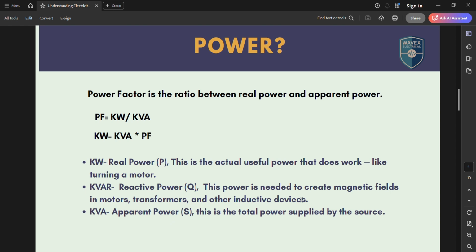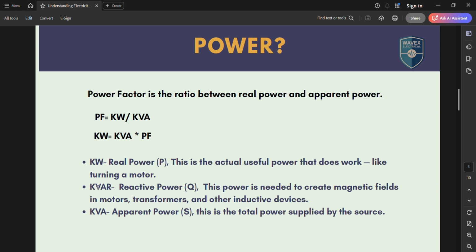What is the source? Maybe it is a transformer, or maybe it is a generator, or maybe it is a UPS. That is why all these systems have their ratings expressed in kilovolt amperes, kVA. So normally the transformer's power rating is expressed in what? kVA: 1500 kVA, or 1600 kVA, or 2000 kVA, 2500 kVA, not in kW. Why? They are expressed in apparent power.